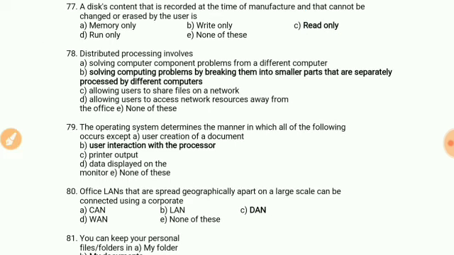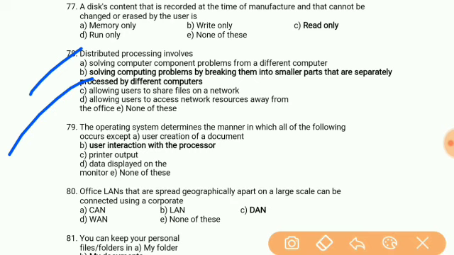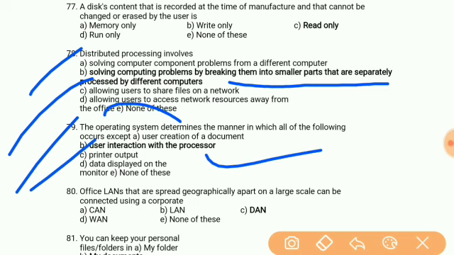Then, distributed processing involves solving computer problems by breaking them into smaller parts that are separately processed by different computers. That is distributed processing. Then the operating system determines the manner in which all of the following occurs except, user interaction with the processor.